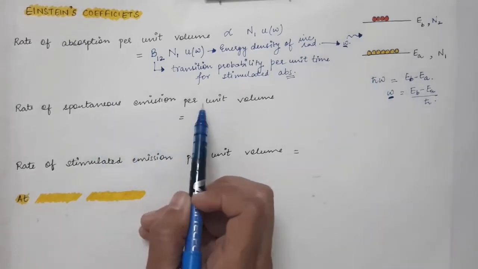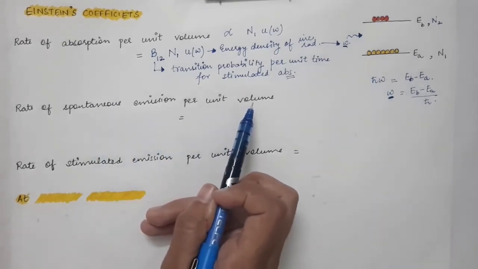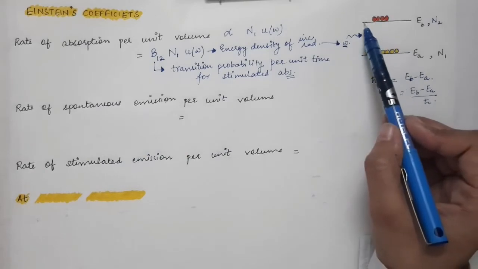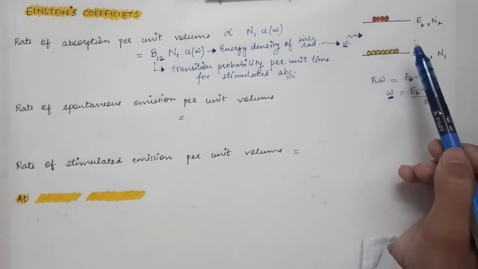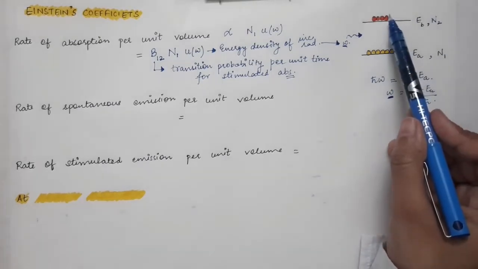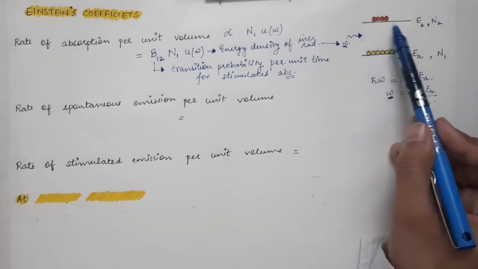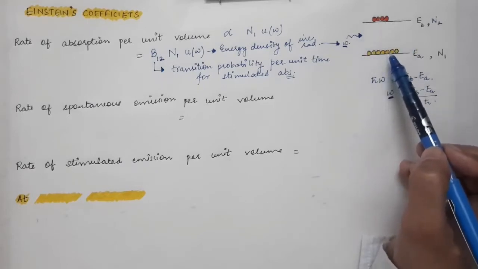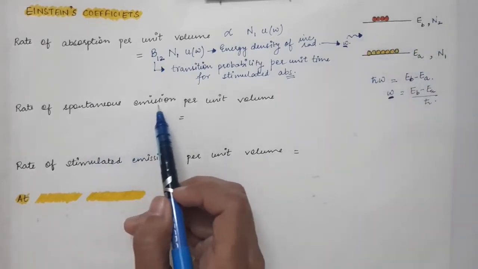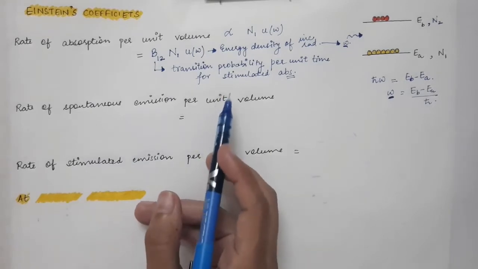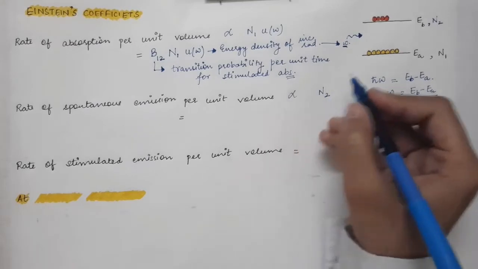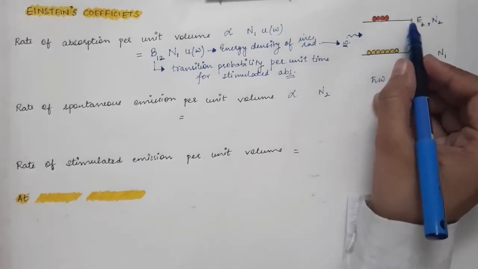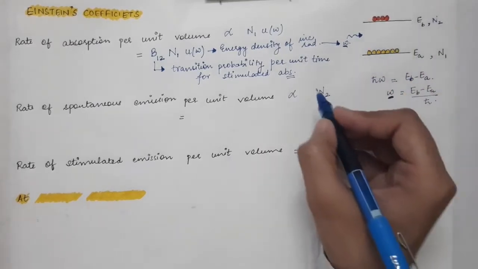So the rate of spontaneous emission per unit volume will obviously depend upon the number of atoms in the excited state. Obviously if some atoms are present, only then can spontaneous emission occur. The more atoms present in the excited state, the higher the rate of spontaneous emission. So the rate of spontaneous emission per unit volume is directly proportional to N2, which is the number of atoms present in the excited level per unit volume.